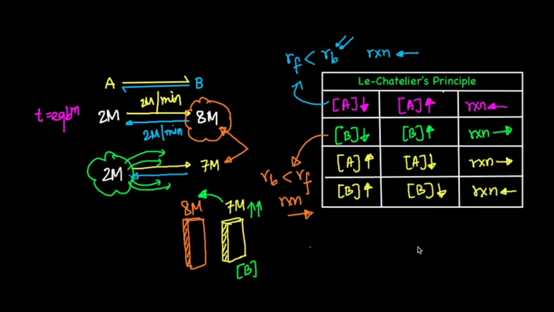Thus, instead of actually diving down and thinking about the rate forwards and the rate backwards, we can use Le-Chatelier's principle as a rule of thumb to predict how the system is going to behave when an equilibrium is disturbed.